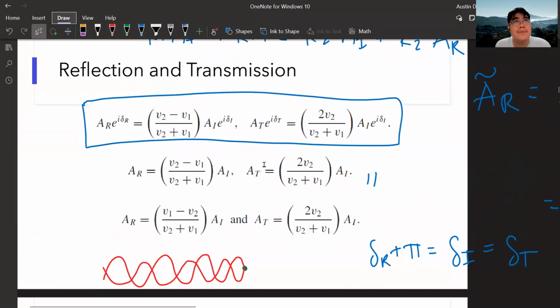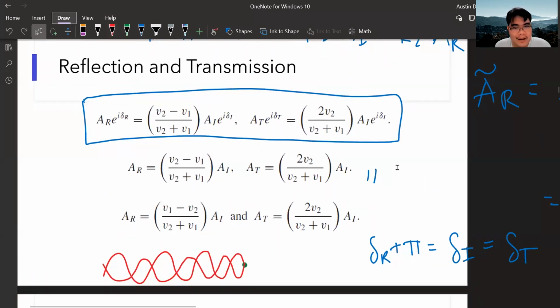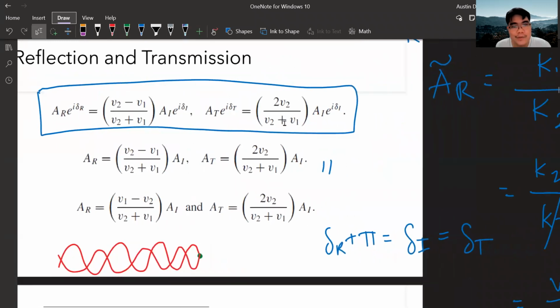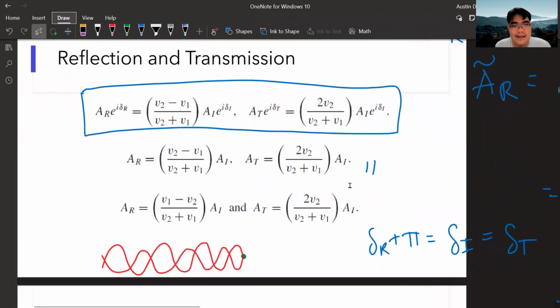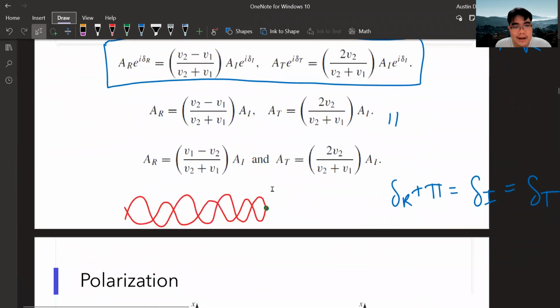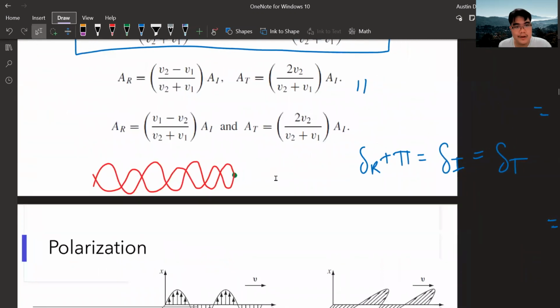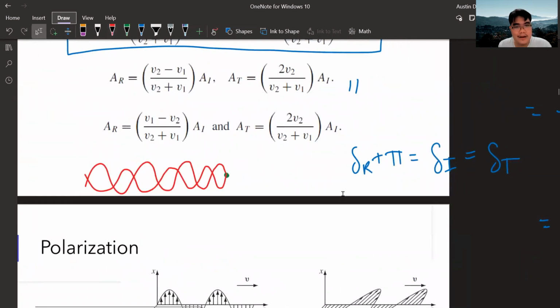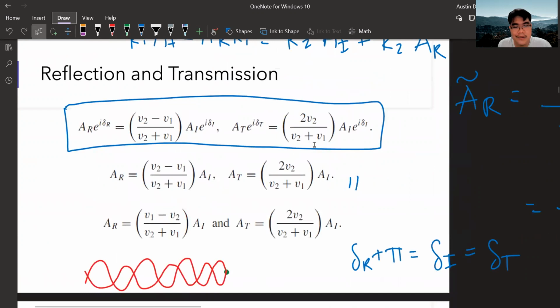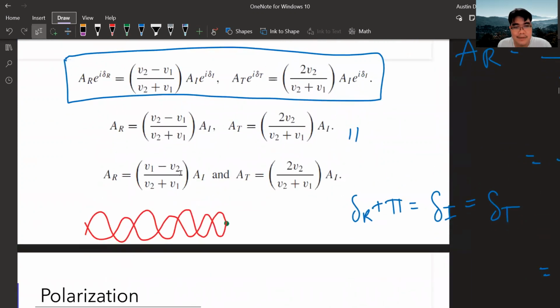Now, what happens, amazingly, when your V2 is 0? It means the second string did not move. So if the second string did not move, it means it is heavier, right? So we will use the second equation. And when that happens, V2 is equal to 0.